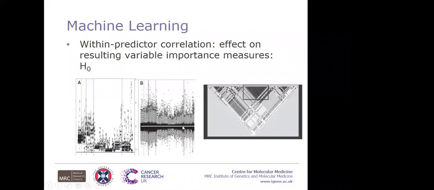This is the permutation-based one. And again, this line is at 0, which is the quote-unquote right answer. And you can see that all of these box plots are centered on 0. But what I can tell you about these box plots up here is that these are for SNPs that are not in LD with any other SNPs. These are SNPs that are simply uncorrelated with anything else.